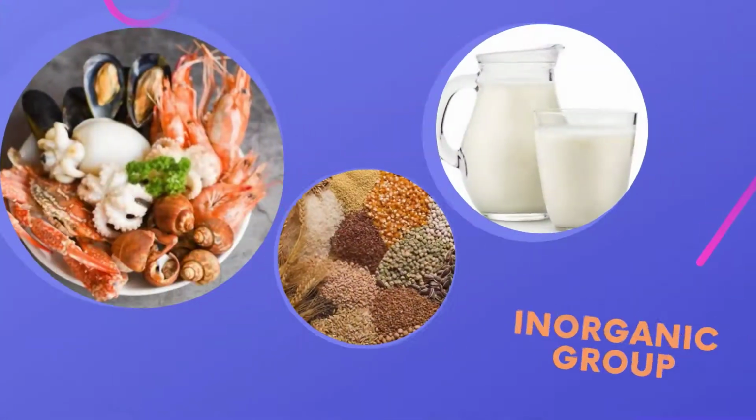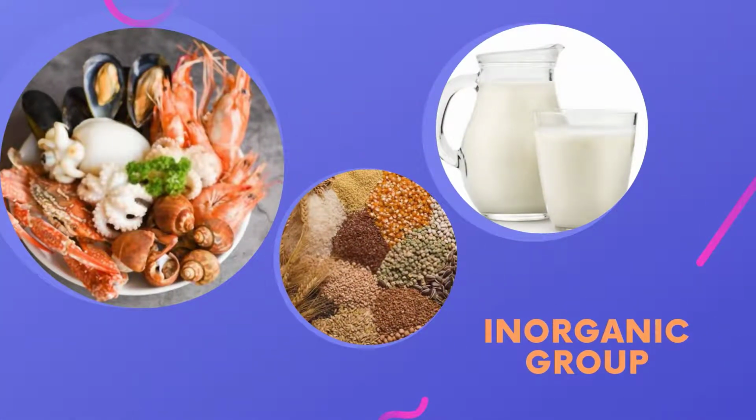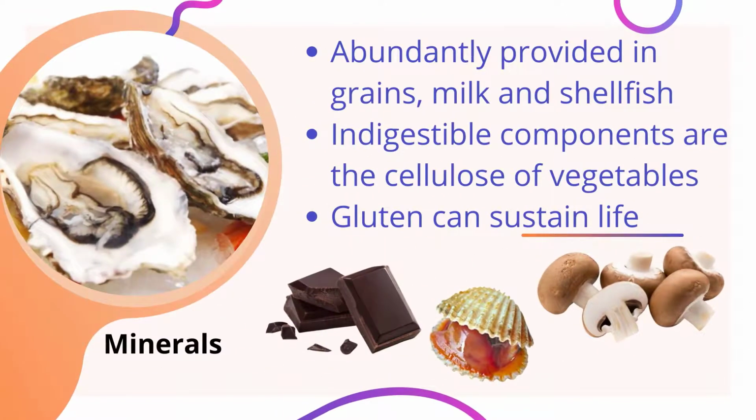Inorganic group. The mineral components are part of this group. For the development of living organisms, minerals are crucial. Minerals. Many foods contain a proportion of the mineral components. These components are abundantly provided in grains, shellfish, and milk. Examples of indigestible components are the cellulose of vegetables or wood tissue, and the wheat bran, which cannot be turned into blood tissue, and play a significant role in supplying the food with bulk. No food component, except for gluten, can sustain life if used individually. An actual food item includes some of the food components, which vary in different types of food.